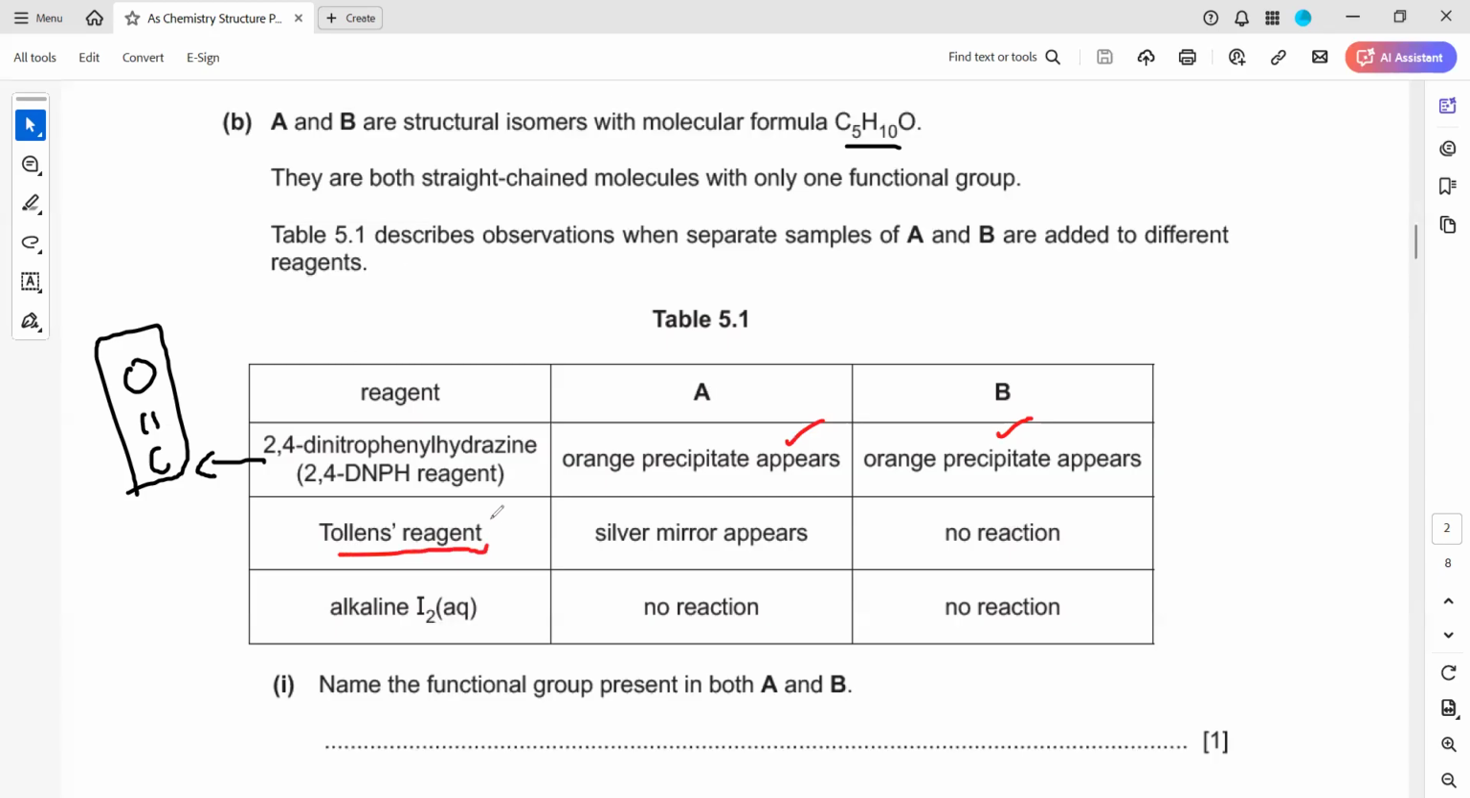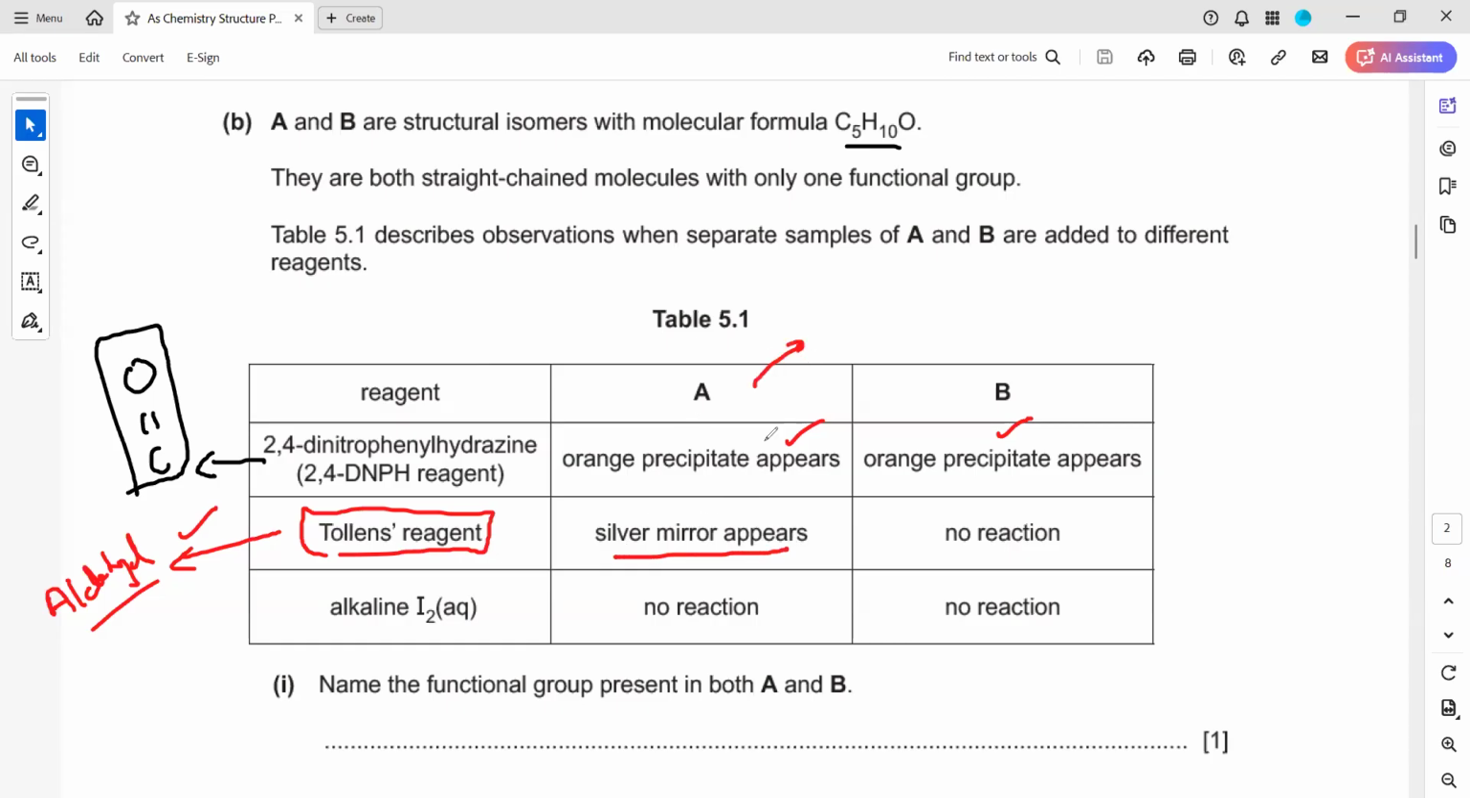Then Tollens' reagent, or the silver mirror test, gives a positive result only with an aldehyde. If a compound is an aldehyde, it will give a positive result. If a compound is a ketone, it will give a negative result. Or if it is a primary alcohol, it will also give a positive result. But if it is a secondary alcohol, which turns into a ketone, it will give a negative result. So the silver mirror appears.